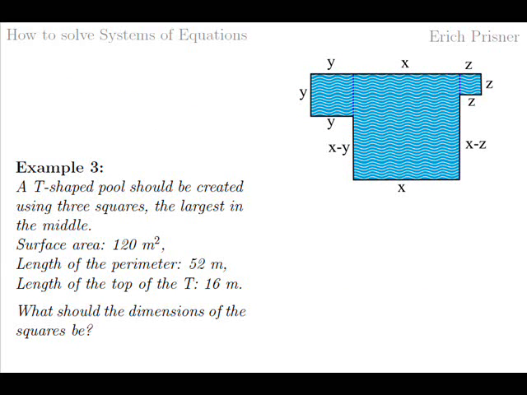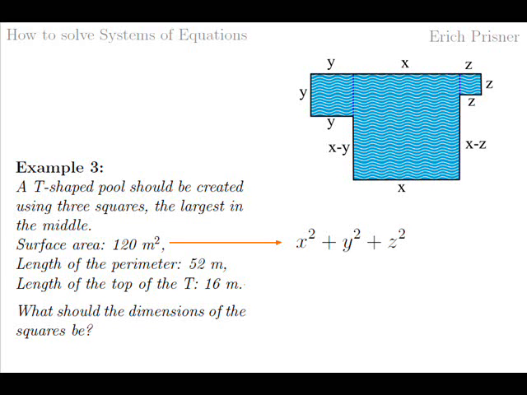A T-shaped pool, as shown here, should be created using three squares, the largest in the middle. The surface area of the pool should be 120 square meters. The length of the perimeter of the pool should equal 52 meters. Moreover, the length of the top of the T should be 16 meters. What should the dimensions of the squares be?